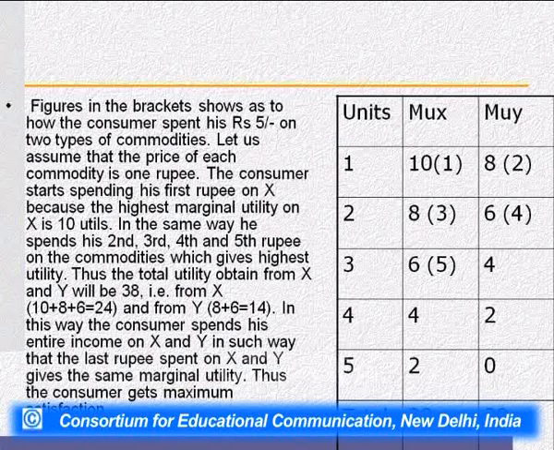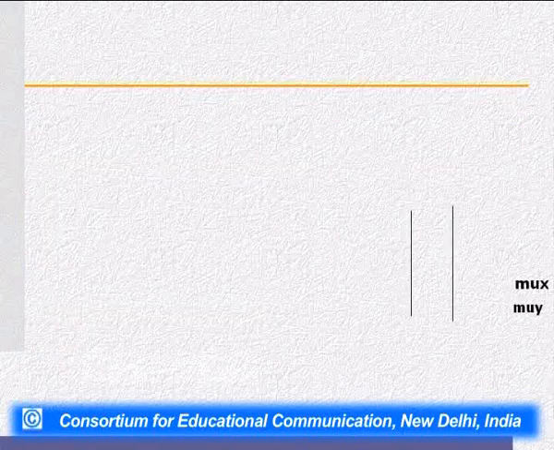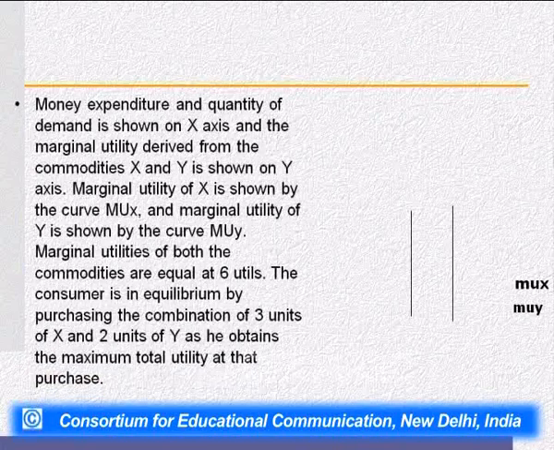In this way the consumer spends his entire income on X and Y in such a way that the last rupee spent on X and Y gives the same marginal utility. So the consumer gets maximum satisfaction. With the help of this scenario, you can spend your money in the finest way where you can get maximum total satisfaction, where the total satisfaction of X is 24 and Y is 14, where you spend your total amount of 5 rupees.